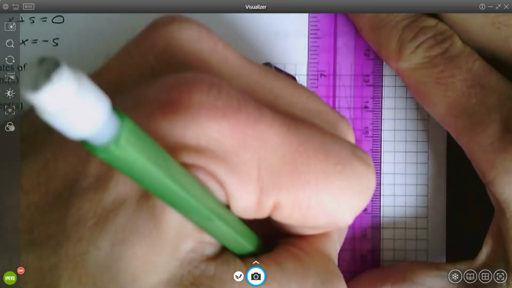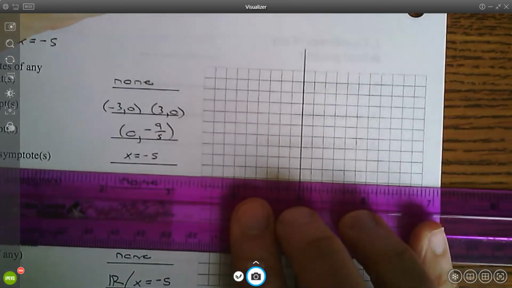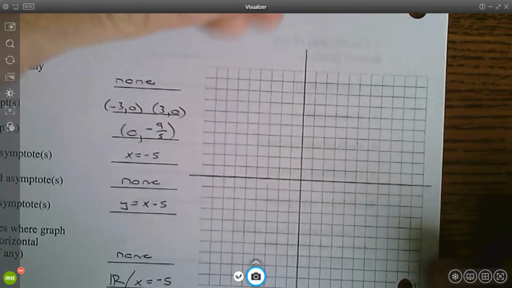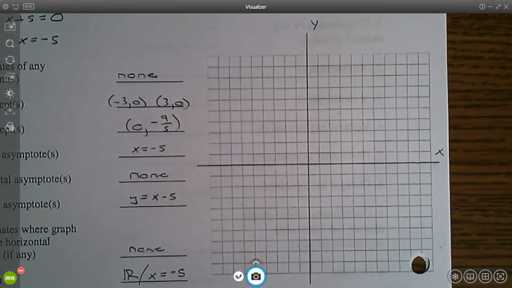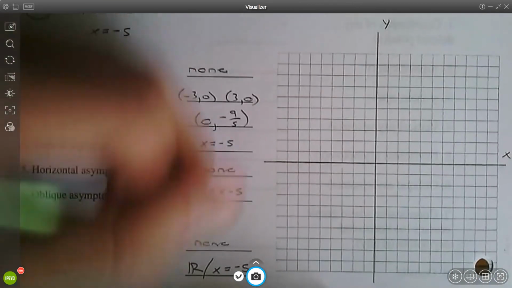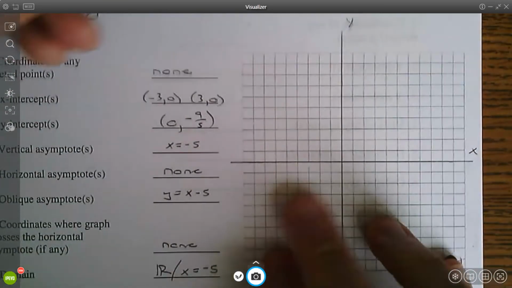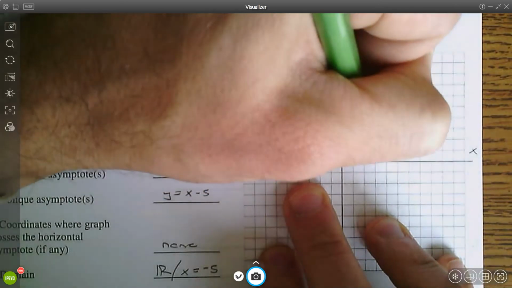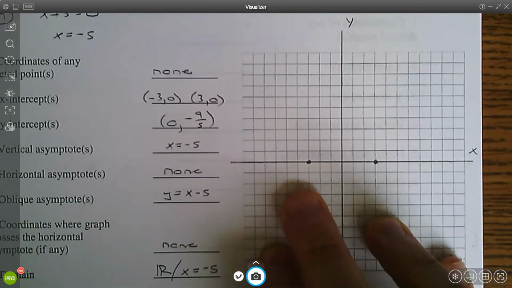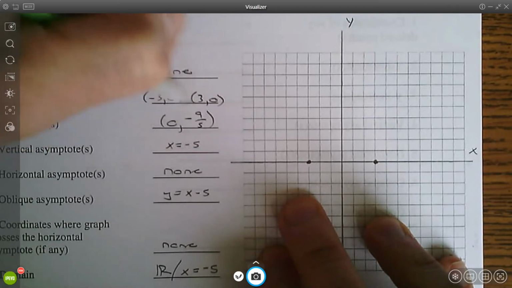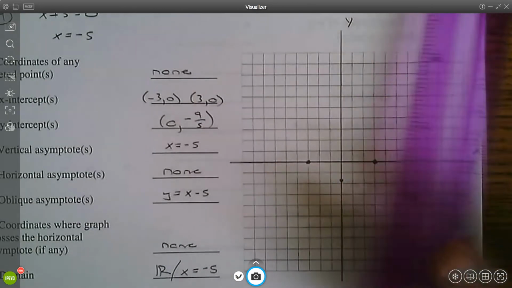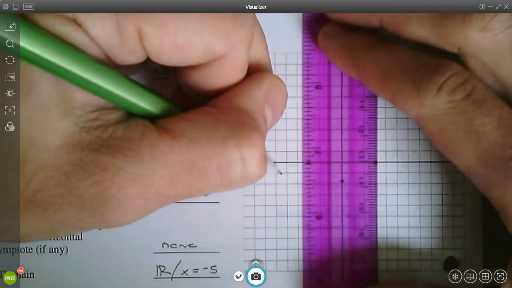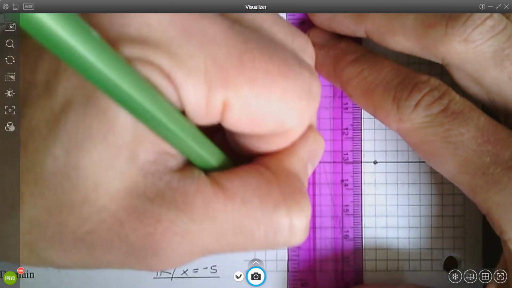All right, so we're going to take this and put some axes on here for your x and your y axes. When I'm grading your comprehensive graphs, I'm looking for this information to be accurate. So x-intercepts, negative 3, 0, positive 3, 0. Y-intercept, 0, negative 9/5. The decimal equivalent of that is negative 1.8. There's a vertical asymptote at x equals negative 5. So we're going to put a dashed line there.